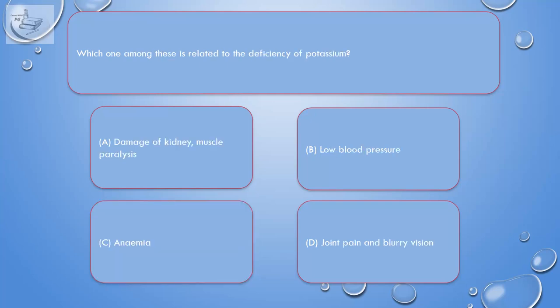Question: Which one among these is related to the deficiency of potassium? A. Damage of kidney, muscle paralysis. B. Low blood pressure. C. Anemia. D. Joint pain and blurry vision. Correct answer is B. Low blood pressure.